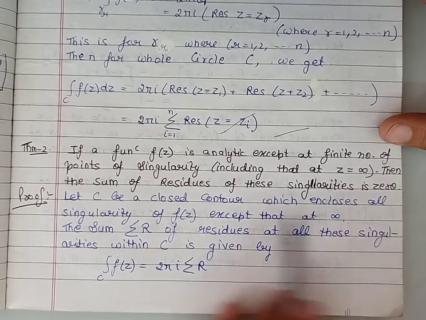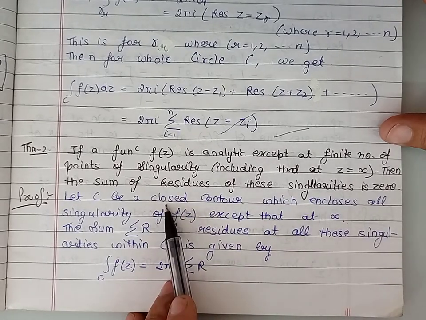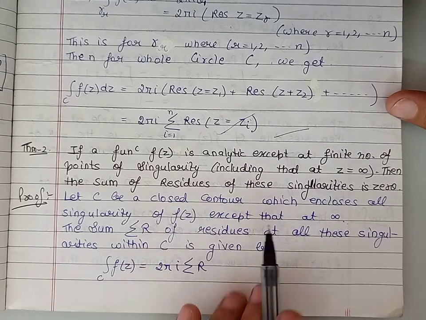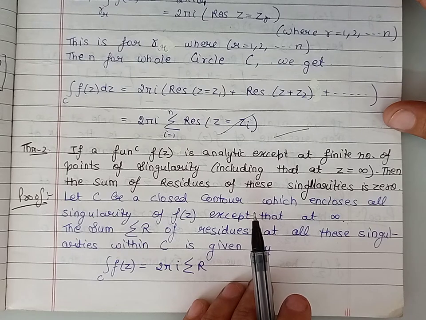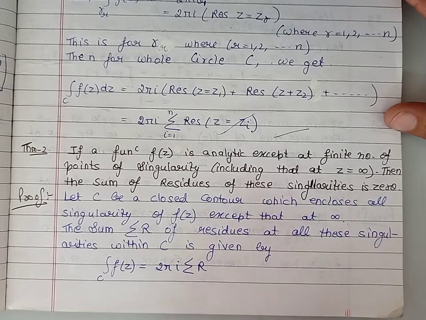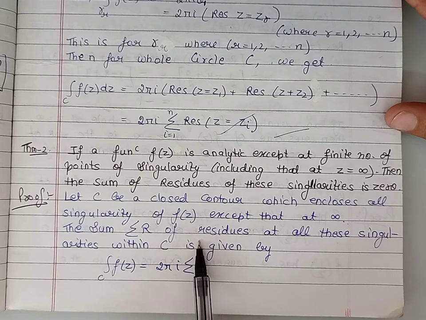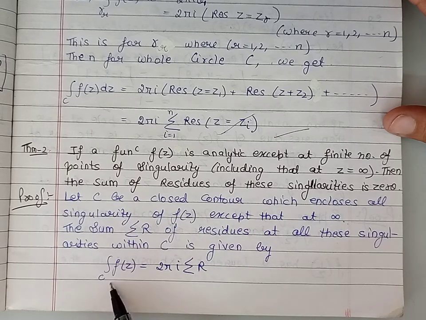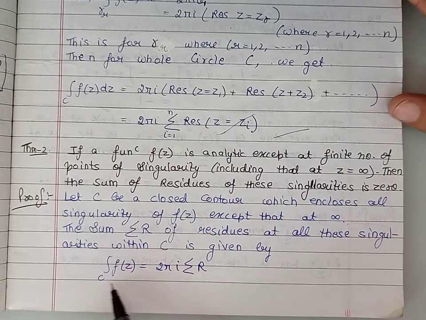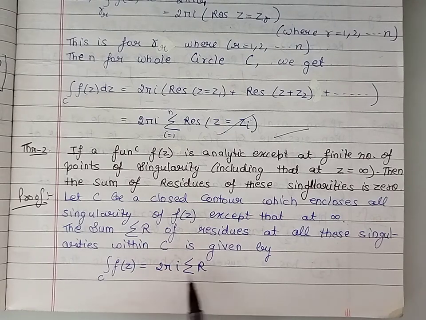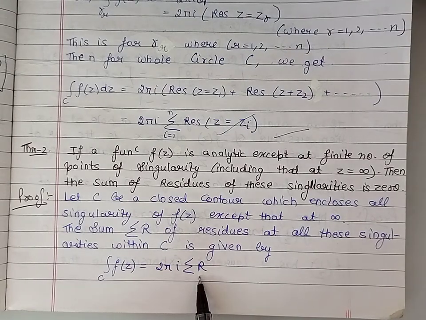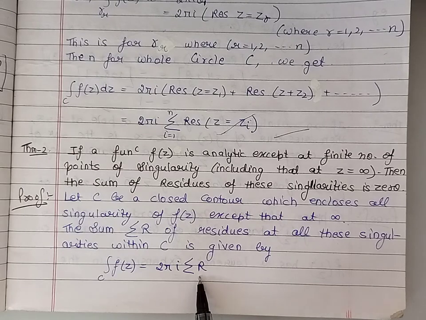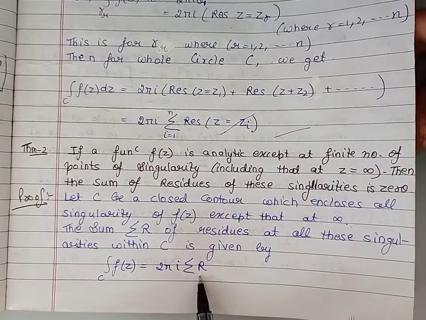So let us take a closed contour C which encloses all the singularities of the function except at z is equal to infinity. Now we can use Cauchy's residue theorem. According to that theorem, the integral of the function f over C is equal to 2πi into the sum of the residues of the function at the singularities lying within C.